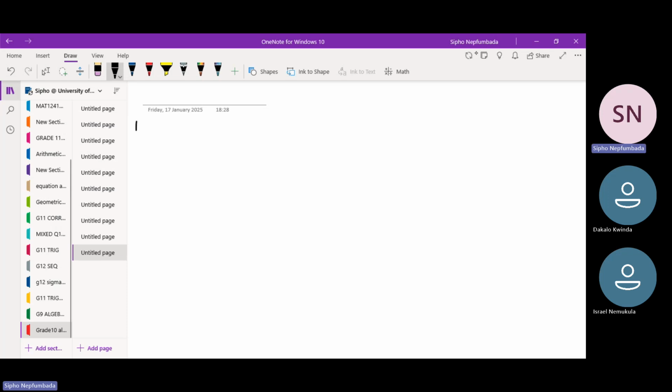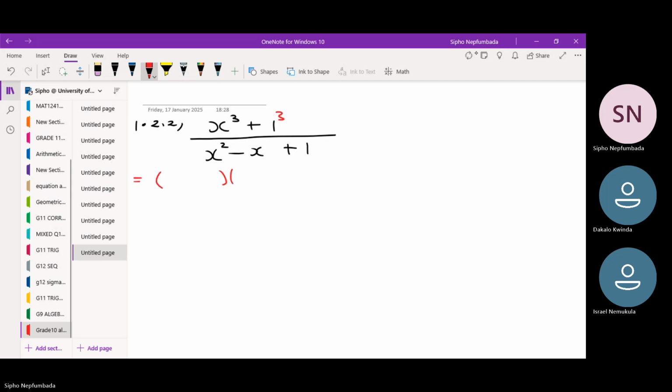Okay, let's go to that question that we have skipped before. So I wanted you guys to know the cubic factorization. Let's say we've got x cubed plus 1 divided by x squared minus x plus 1. So this is nothing but equals to this. This 1 can be raised to the power n exponent. It can be 1 to the power 3.